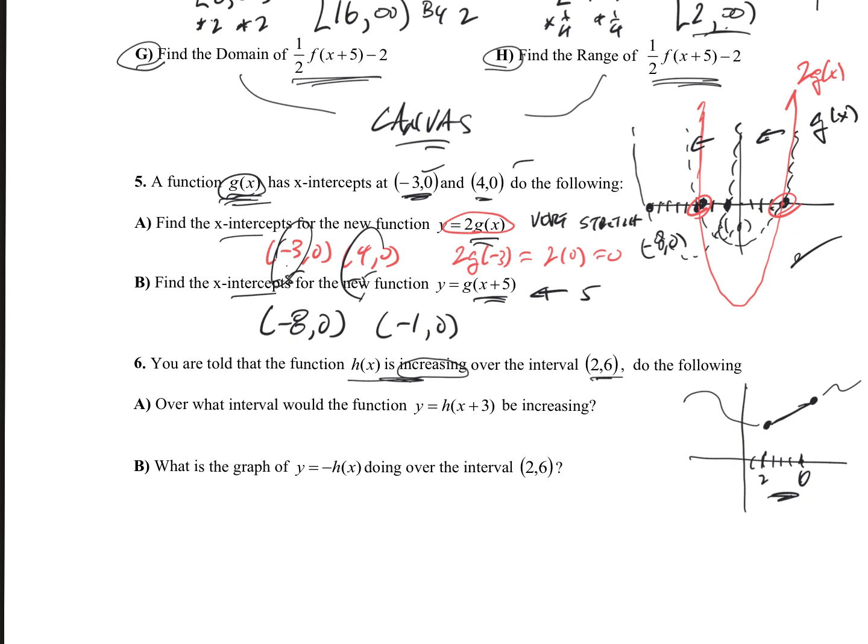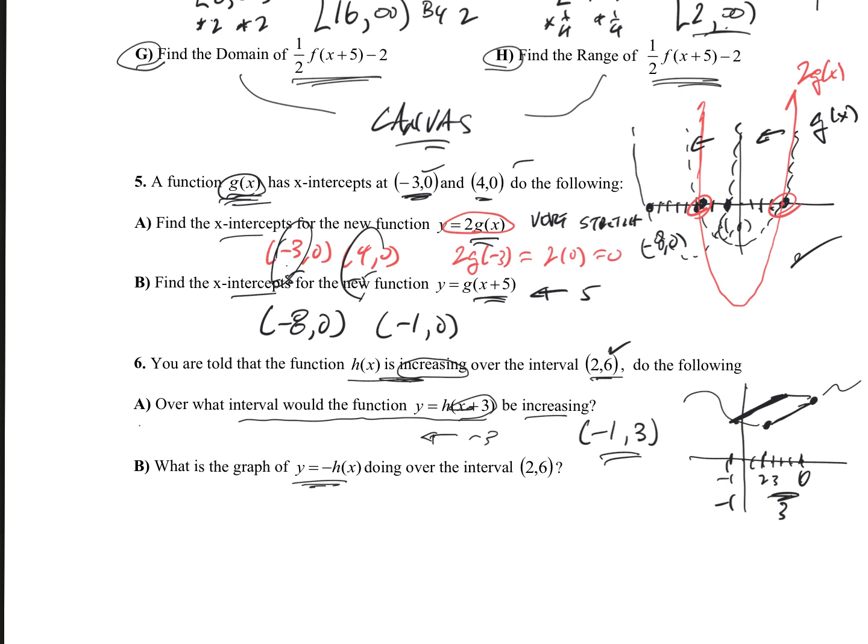So for the first question, A, they're asking, on what interval would the function y equal h of x plus 3 be increasing? Well, that x plus 3 means we're shifting everything over to the left 3 units. So this whole graph is going to go over 1, 2, 3, there's -1, and 1, 2, 3, there's +3. So this graph is basically going to shift over to -1 to 3. So the increasing action that we used to have at 2 to 6 is now going to be happening from -1 to 3.